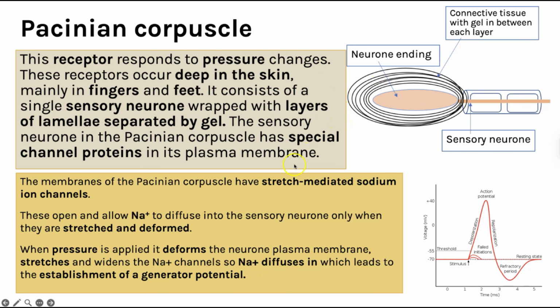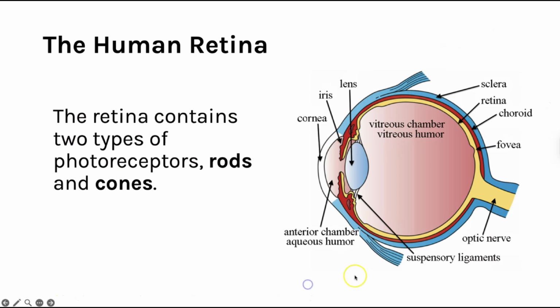So when pressure is applied, it causes these sodium ions to diffuse in, and that will then result in the establishment of a generator potential. More on that very soon.